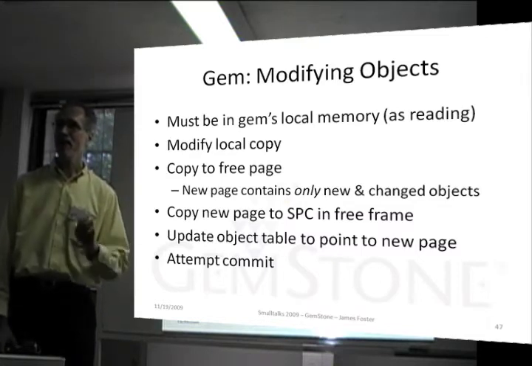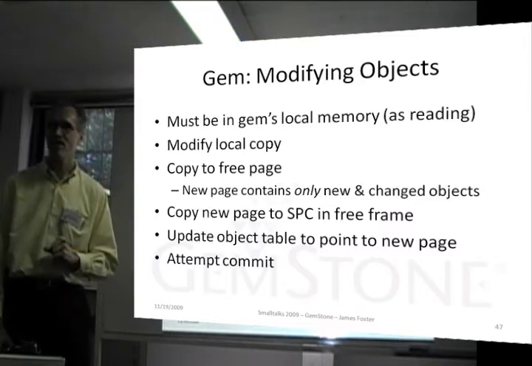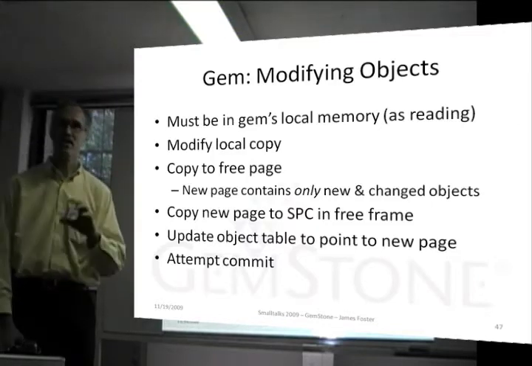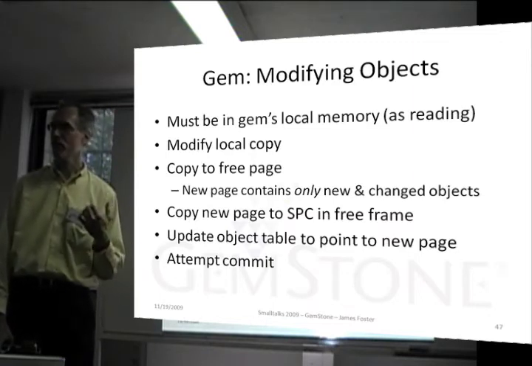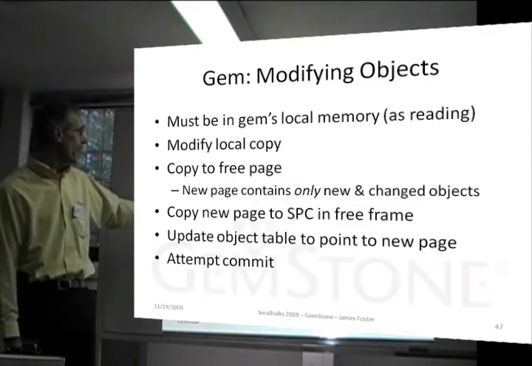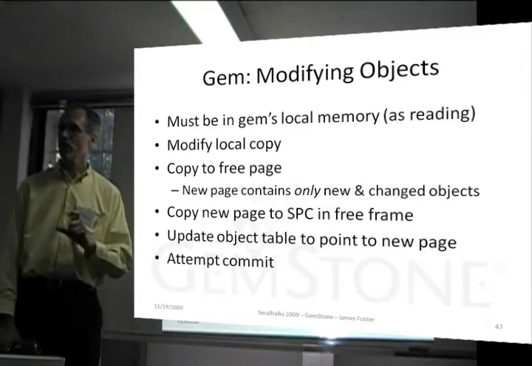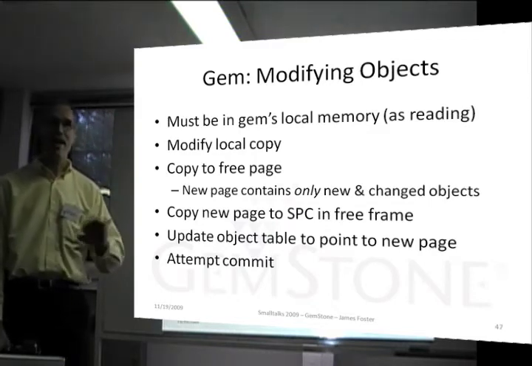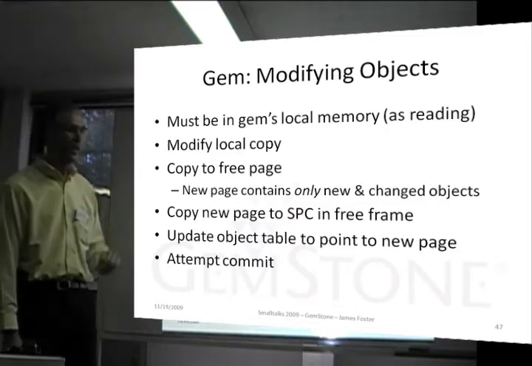So we cannot modify objects directly on the page where they currently exist. If you're modifying an object, you have to make a copy of it. Now again, this is not a Smalltalk object copy, this is a memory copy that the virtual machine handles. So we're discussing the virtual machine here. So you copy it into your local memory, and then once it's in your local memory, you can make whatever modifications you want.